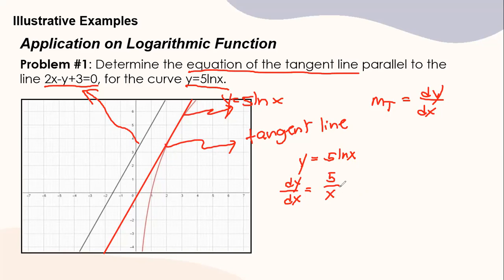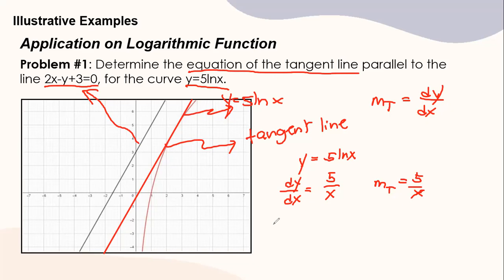Okay? So, yun na yung slope ng ating tangent line. Okay? So, slope of our tangent line, 5 over x. Okay? So, sa given natin, we have another line here. 2x minus y plus 3 is equal to 0.